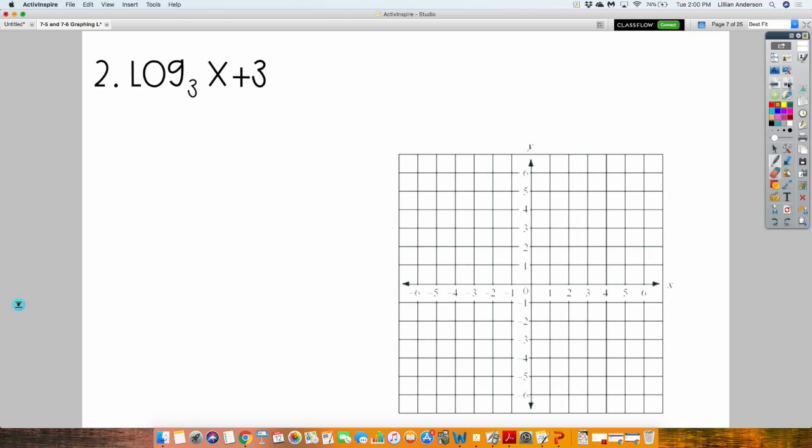There's no parentheses. So that means that this represents the k, which means this graph is going to go up 3 units, which means I'm going to add 3 to which coordinate? My y's.